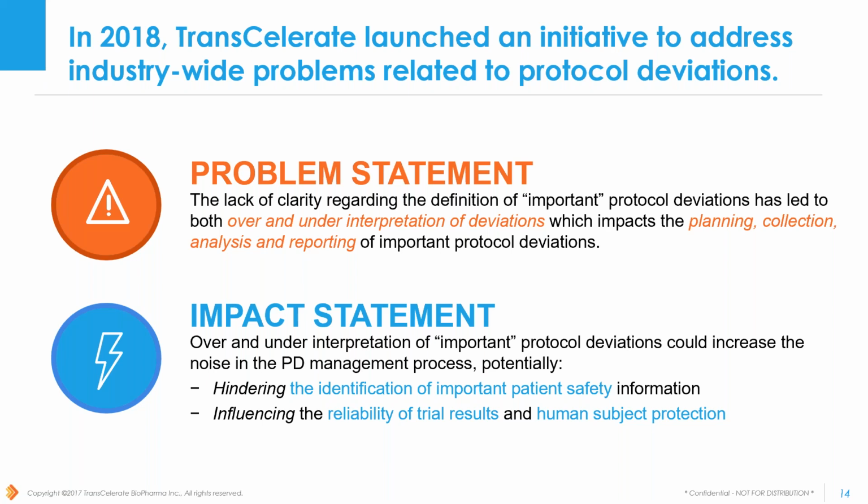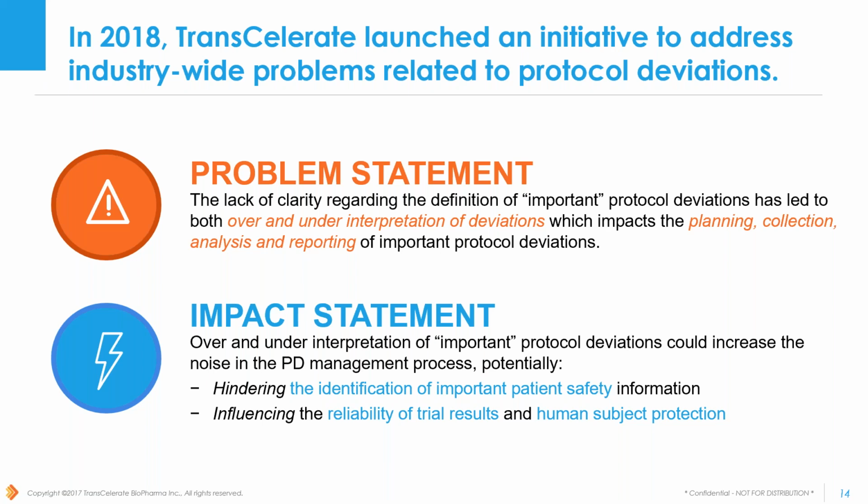And we came to define our problem statement as the fact there is this lack of clarity as to what exactly is an important protocol deviation. And that's led to both overinterpretation and underinterpretation, which we think could have quite a material impact on the ultimate management and reporting out of important protocol deviations. So we felt this is really an issue because if we have a lot of noise in the process, you know, it gets in the way. If you've got a huge volume of substrate to go through, perhaps you are going to miss something that truly matters, or perhaps it will take you much longer to find what truly matters.